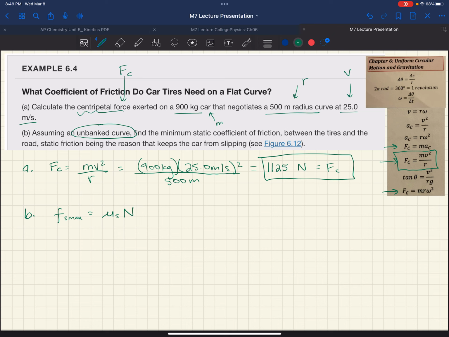I hope you remember that when we are working with something sitting on a flat surface, the normal force is simply equal to the weight, which is equal to mass times gravity. So we can find that because we have the mass. We know it's a 900 kilogram car, and we know gravity is 9.8 meters per second squared. So then the weight of this car is 8,820 newtons.